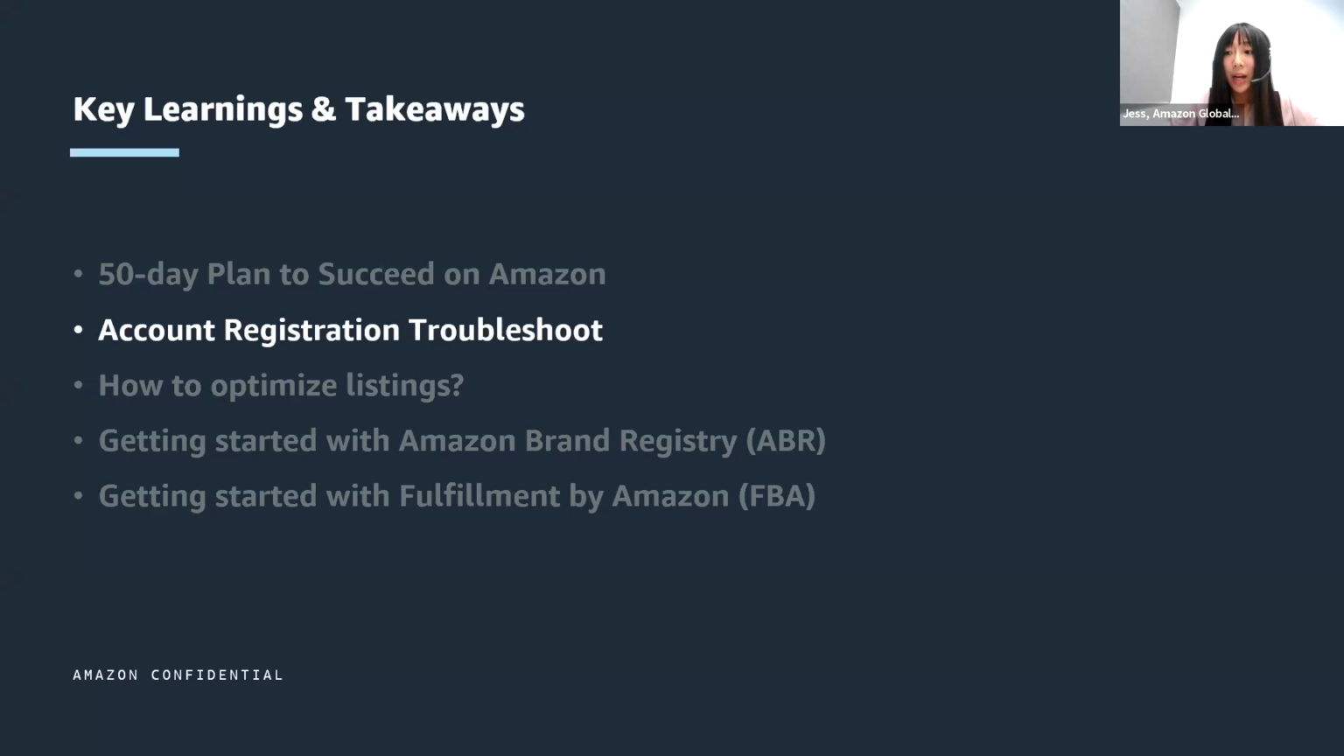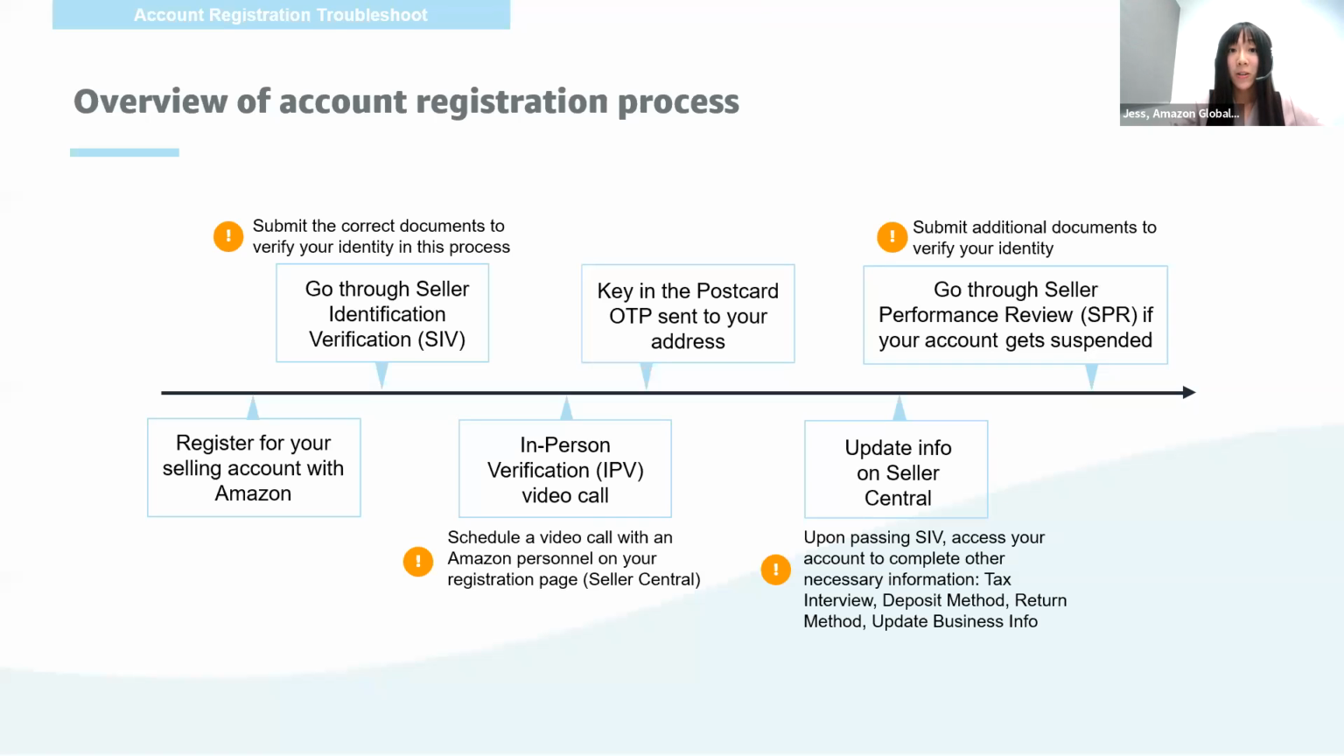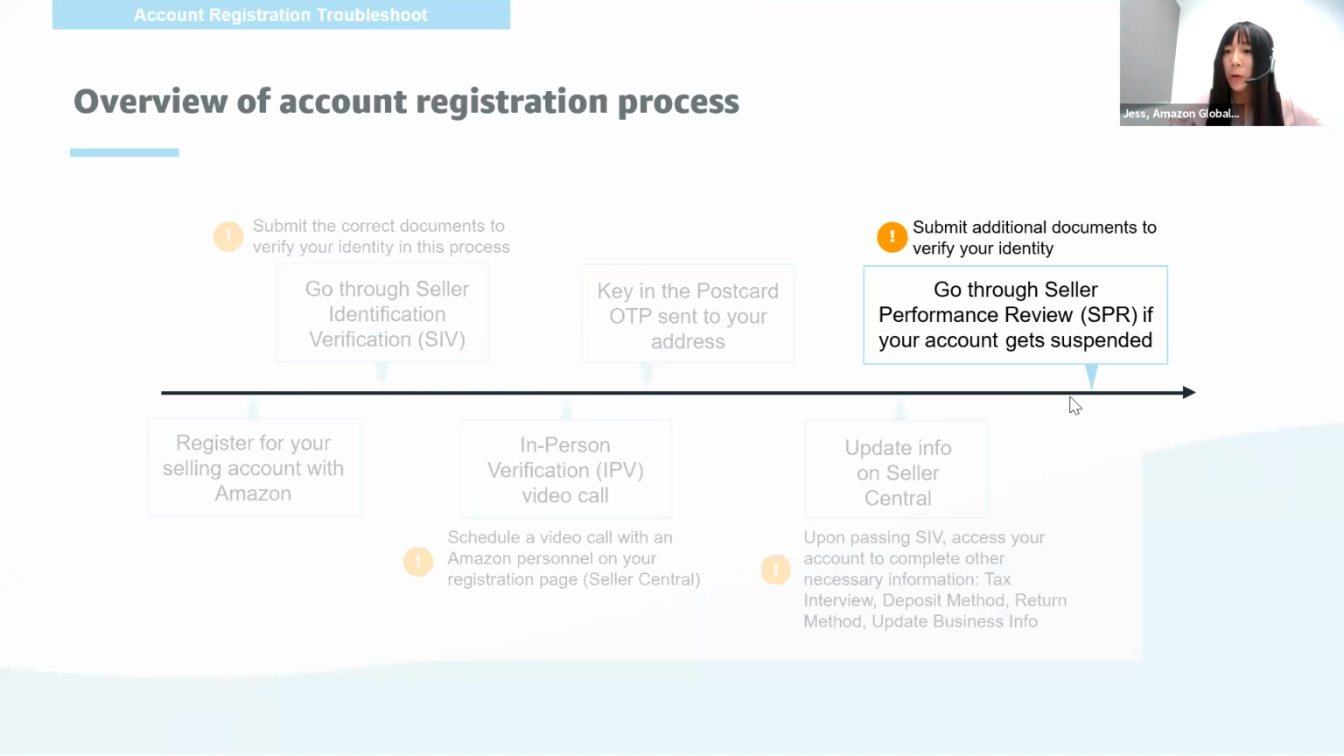Sometimes you may see that you have some issues during or after your account got registered. You may see an alert that says something like your account was deactivated even before you start selling. So today I want to talk a little bit more about why you're seeing this alert and what you can do about it. I covered the account registration process last week, and I focused on the SIV process, which is the seller identification verification process. Today I want to focus more on the seller performance review, which is what we call SPR for short.